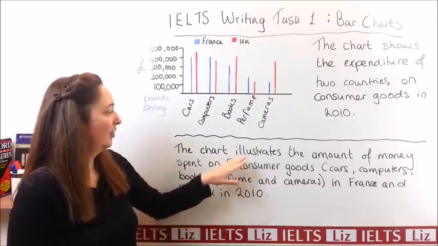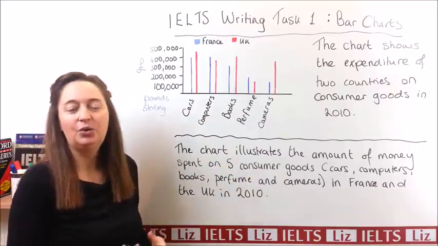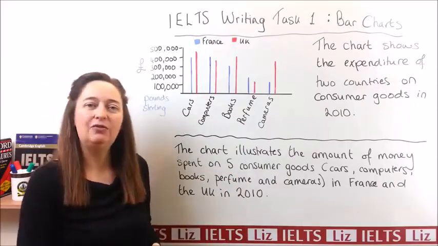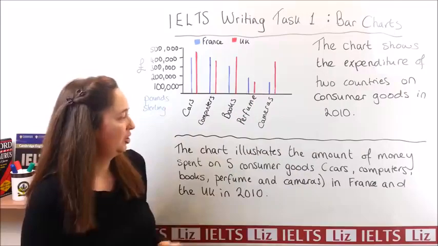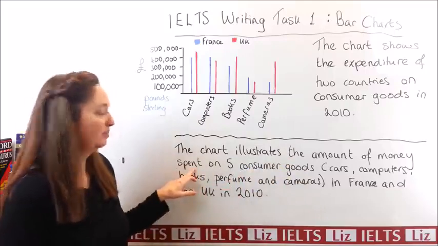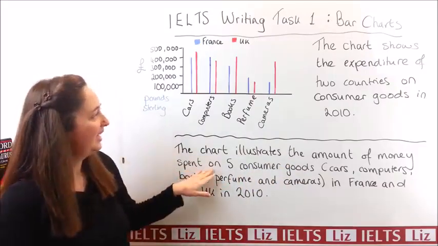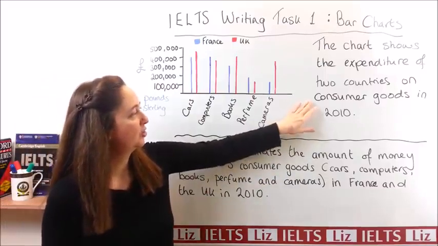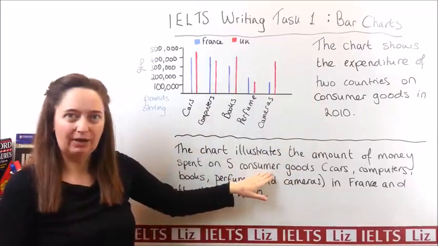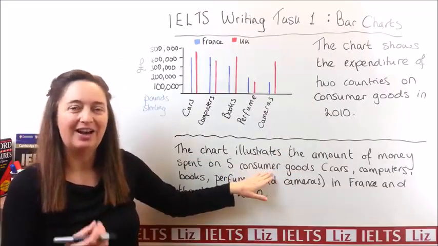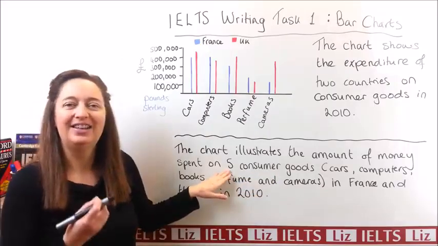Then we will take a look at the verb. They say shows. We can use illustrates. You could also say gives information about. They say the expenditure, and I say the amount of money spent. That's a very nice paraphrase. They say that it is the expenditure of consumer goods. So what I've done is I've kept that word. That's the correct word. It's an academic word. I don't want to change it. But I do add the number.